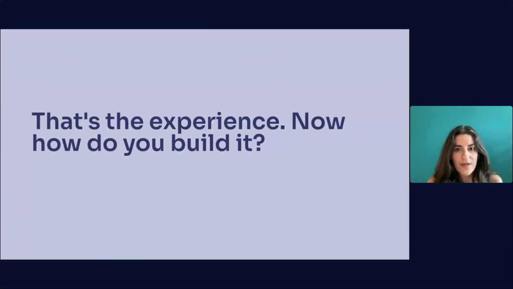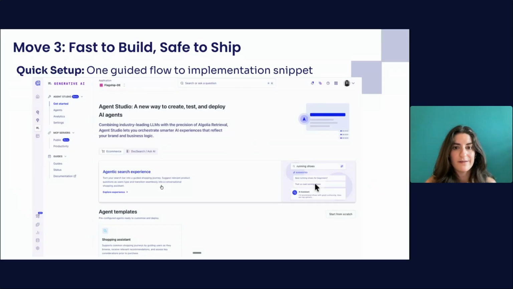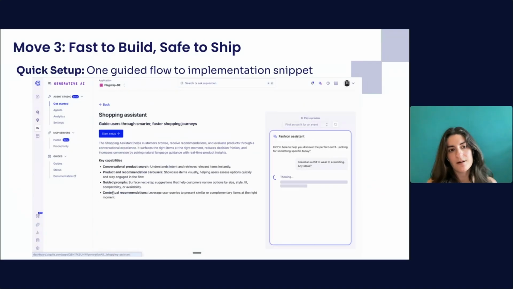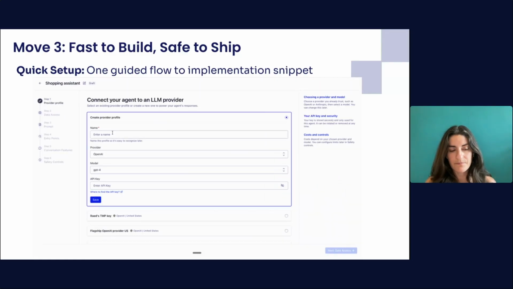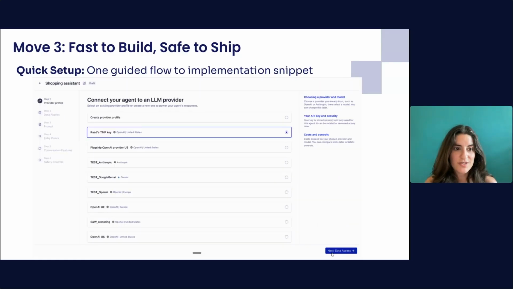So that's what we think good looks like from the shopper's side. And now I want to flip it around, because none of that matters if it's a nightmare to build, right? So how do you actually get this onto your own site? Move 3 is for you, the builders, and it comes in 3 parts. The first is just getting started.